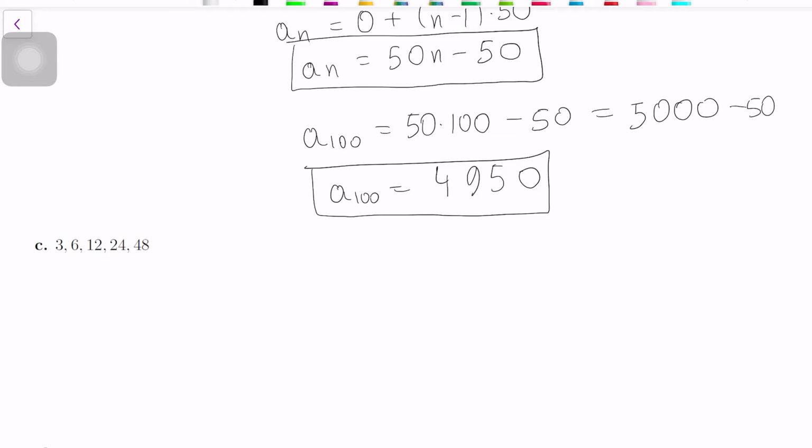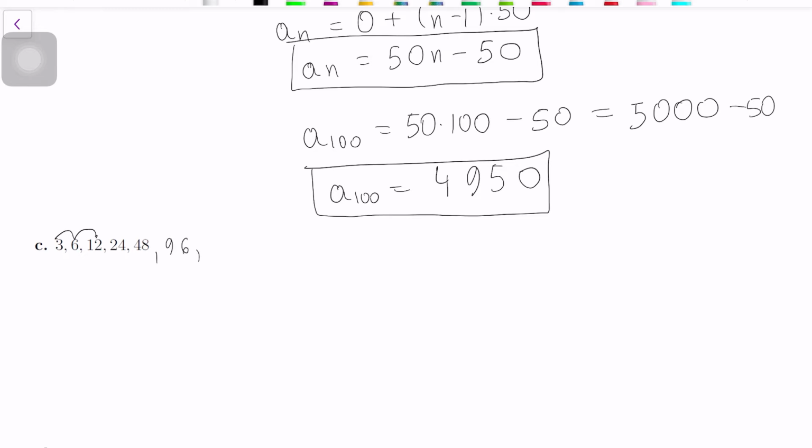Now here, should I add 3? Well, no, because if I keep adding 3, then 6 plus 3 should be 9. But if I multiply 3 by 2, I will get 6. Again, multiply by 2, you will get 12. Again, multiply by 2, you will get 24. So that means it's a geometric sequence. And by multiplying by 2, I can get to the next term.